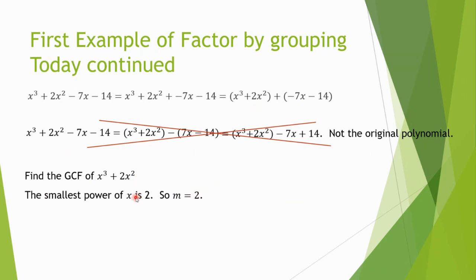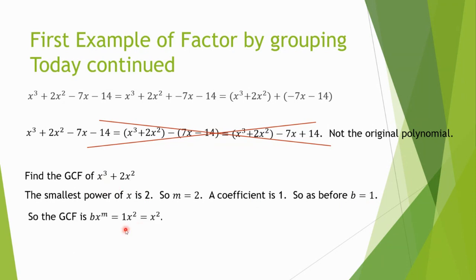So our m in the GCF is going to be 2. And again, just like in the original problem, since we have a coefficient of 1, the greatest common factor of the coefficients will be 1. So b will be 1. So the GCF of this binomial is going to be just x squared. 1 times x squared, but just x squared.